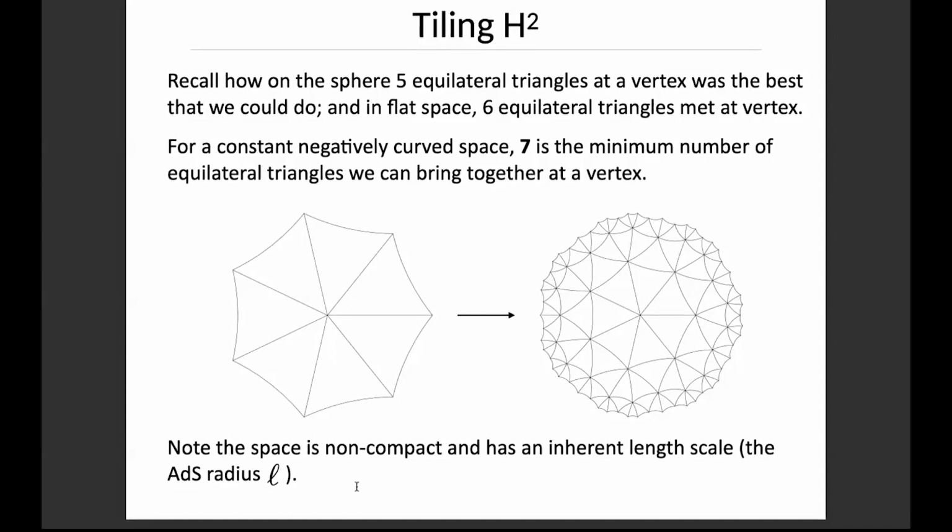It's hard to visualize the negatively curved space. If you plot it on Mathematica or wherever, you can think of it as a hyperboloid for the two-dimensional case. How much curvature this hyperboloid has gives it an inherent length scale, right? And that's what's called the AdS radius here.